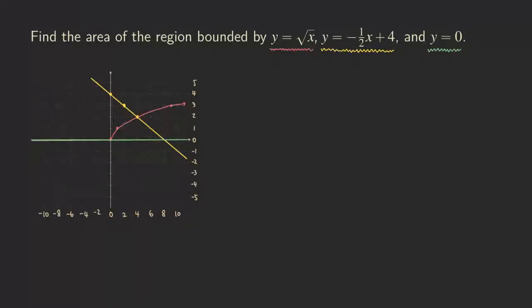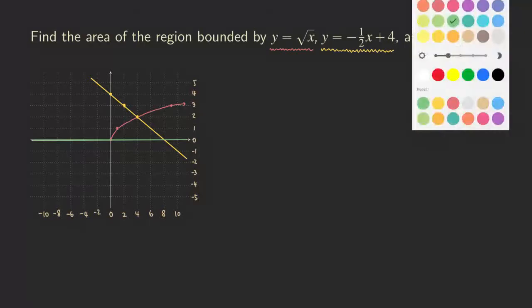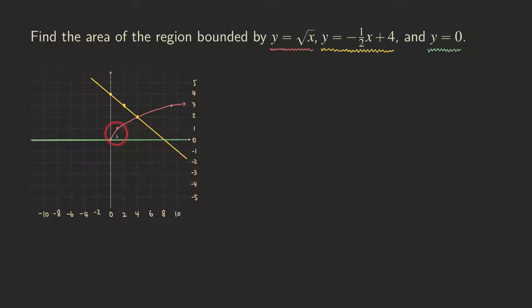So y equals 0. Okay, so we got that. Now, which region is bounded? It's this region being bounded right here, as you can see. So this is a region that we have. And then now you may say, how do we find the area of this region?